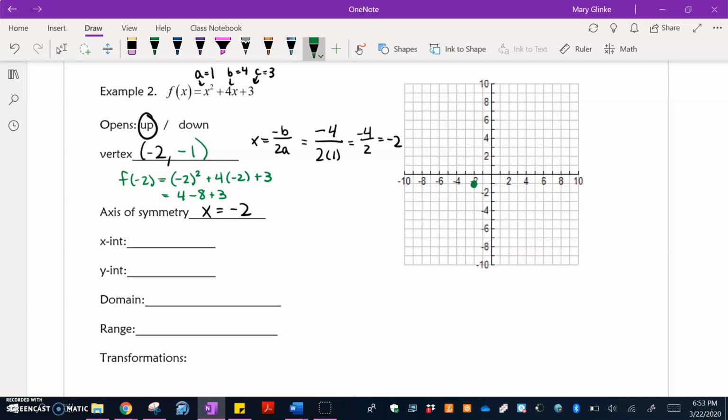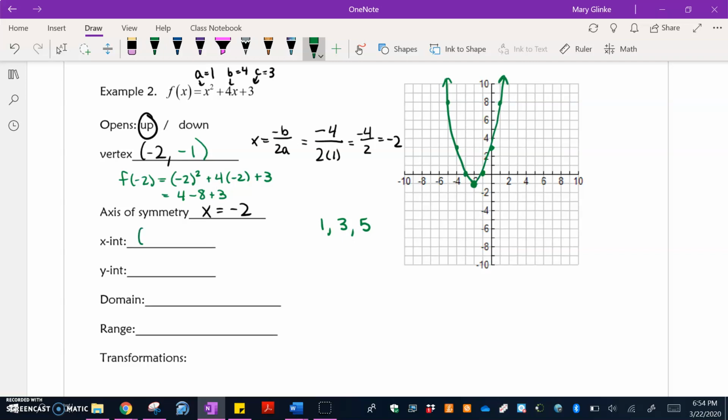To graph my other points, I'm going to use that 1, 3, and 5 pattern. Since my a value is 1, my stretch is not changing at all. So I'm going to go over 1 and up 1 from the vertex on both sides. From that point, I'm going to go over 1 and up 3. And from that point, I'm going to go over 1 and up 5. I can now create my parabola with my points.